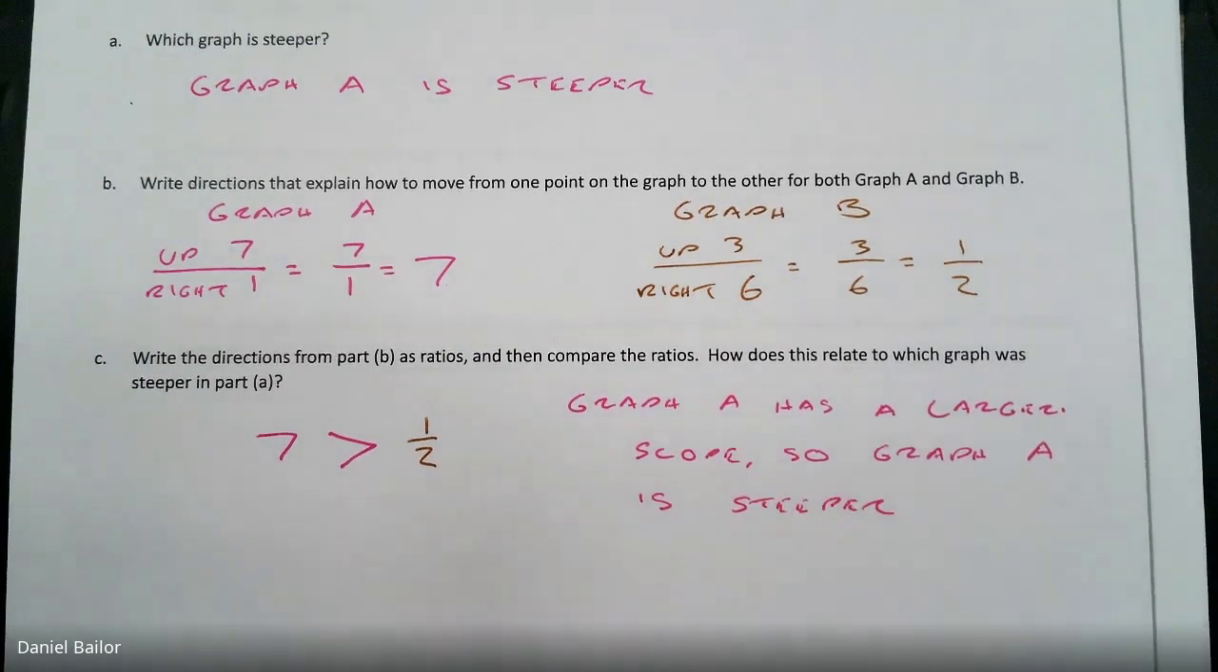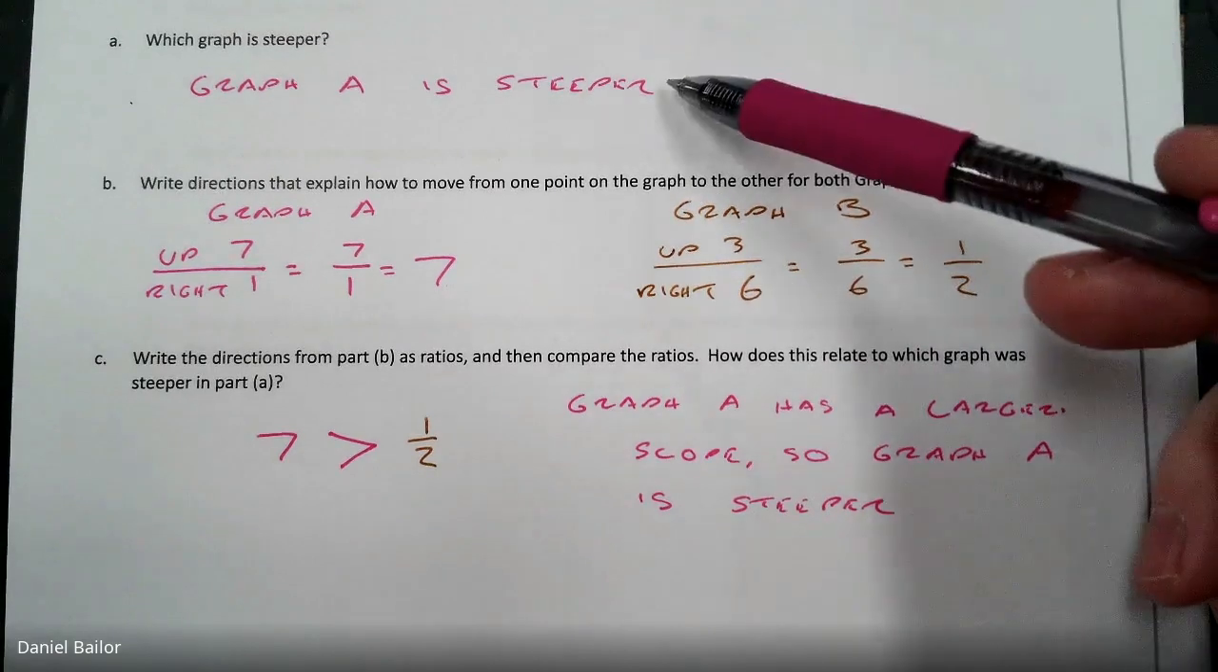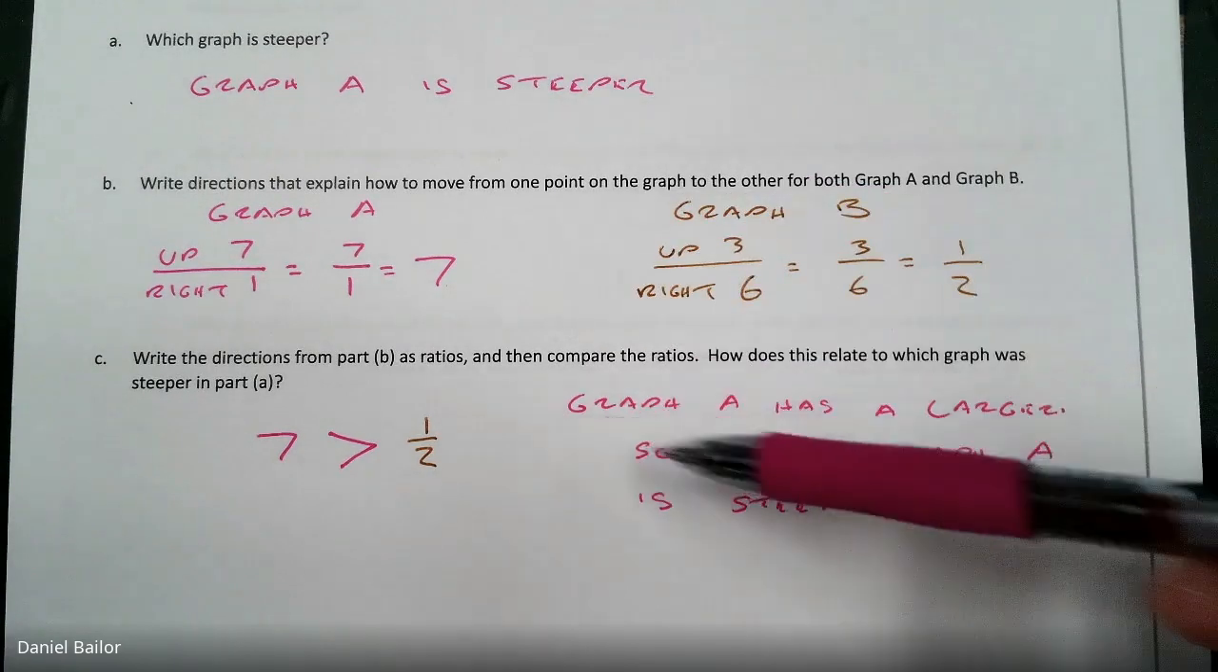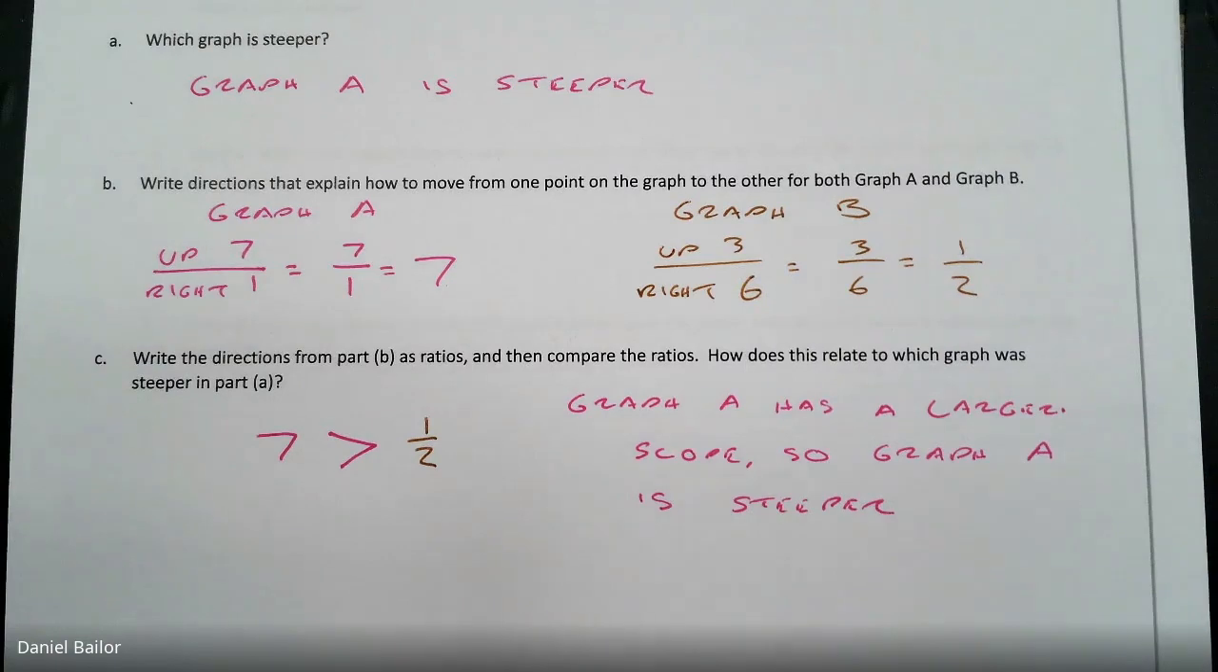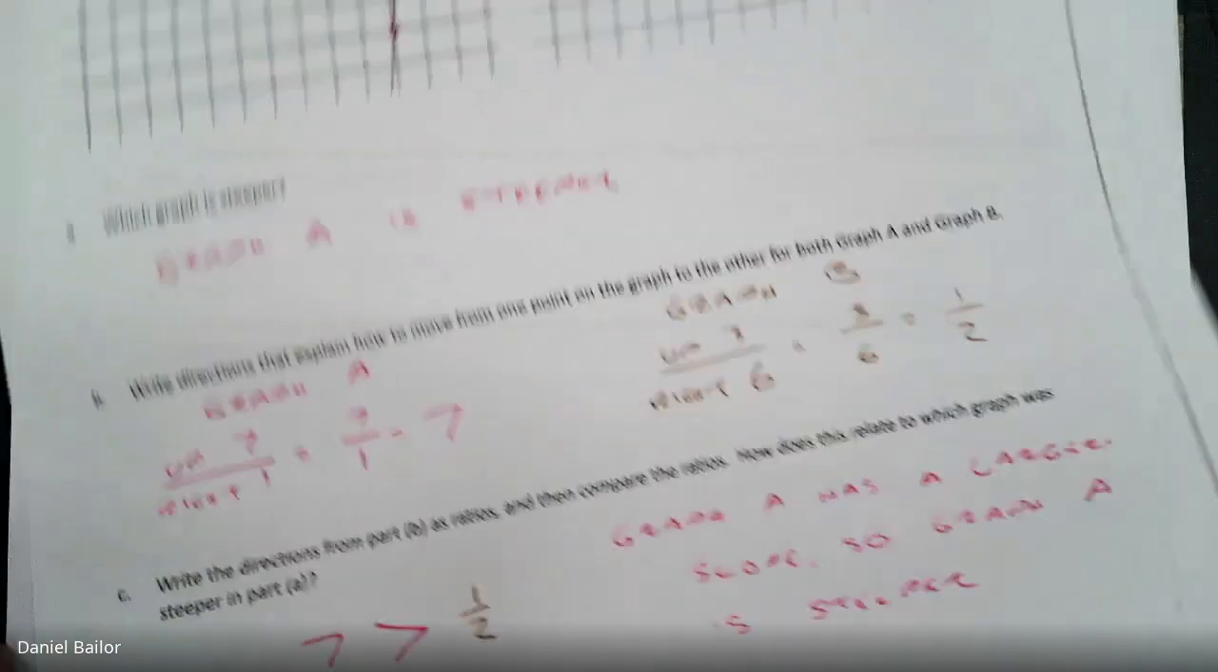And that's the answer you should have gotten when you tried this on your own. What you should have seen with your eyes is that graph A is steeper, and then you proved it with numbers that graph A is steeper. Excellent work if you got it. If you did not get it right, go back and look at your work, see what you may have missed. But we do have a couple more to try.